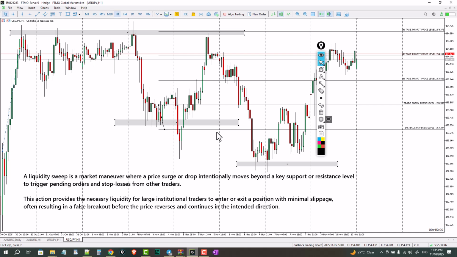Whatever concept you learn, know that even though it works very well, it's not going to work 100% of the time. And that's why you need to practice sound risk and money management to protect yourself.